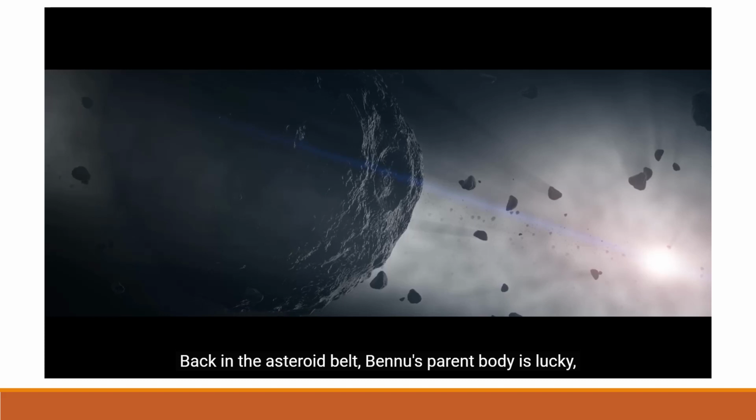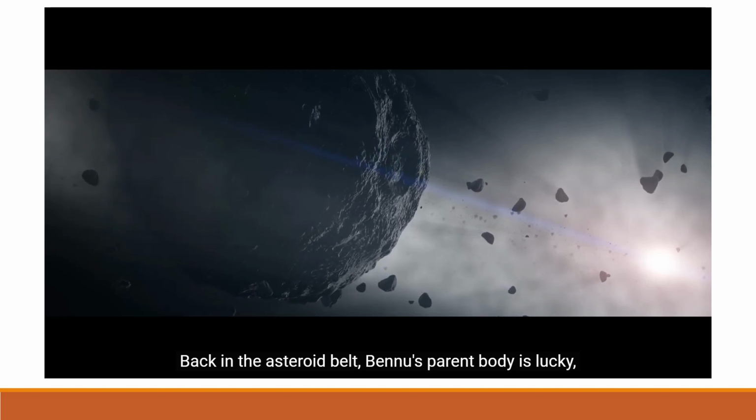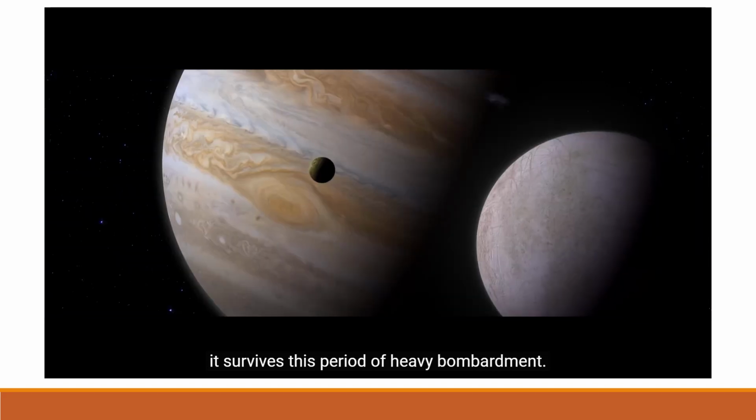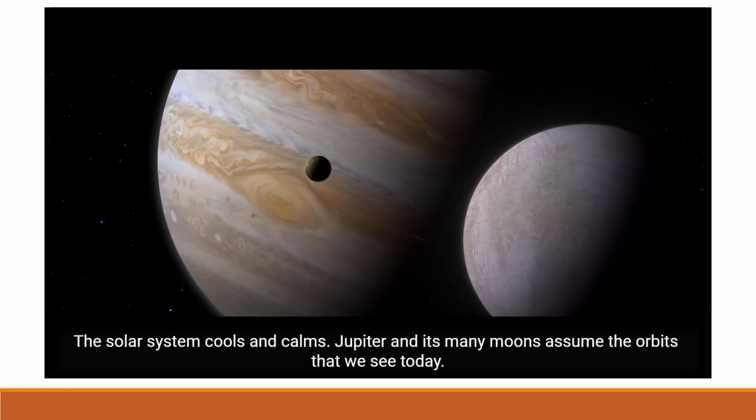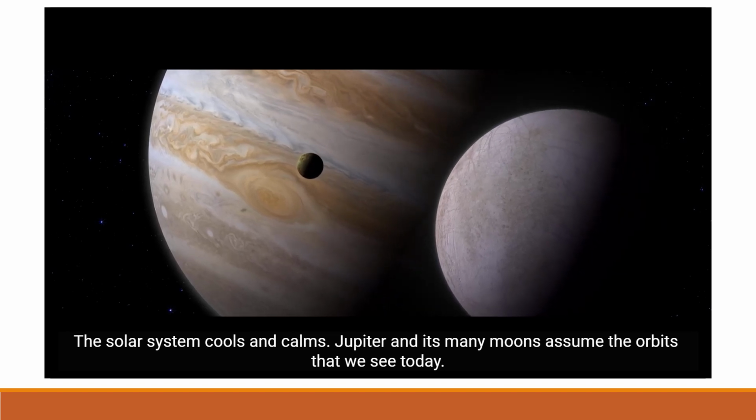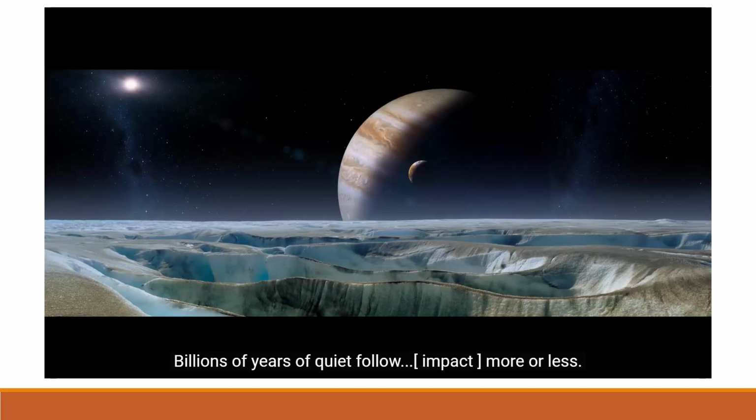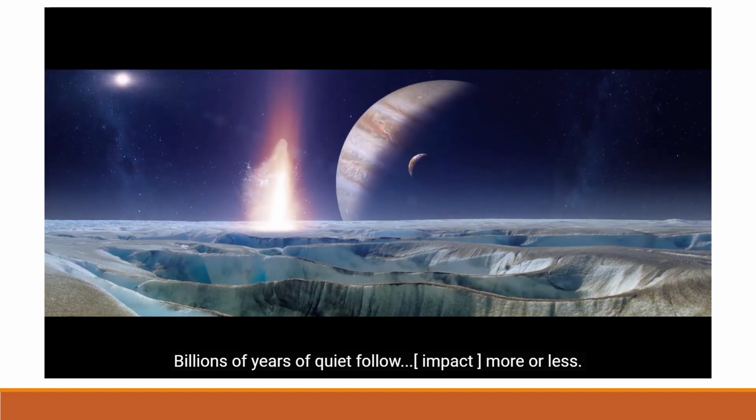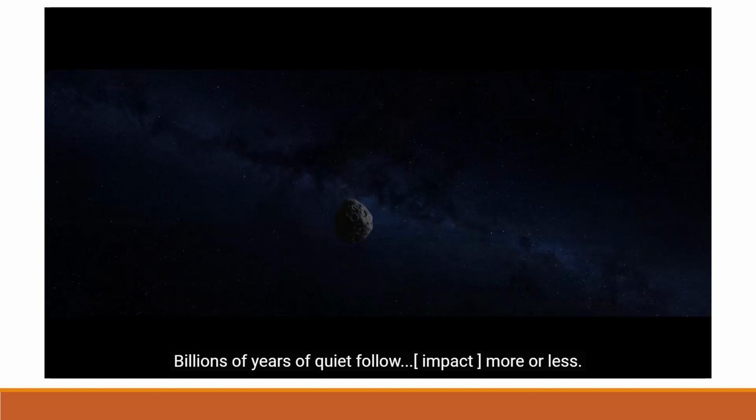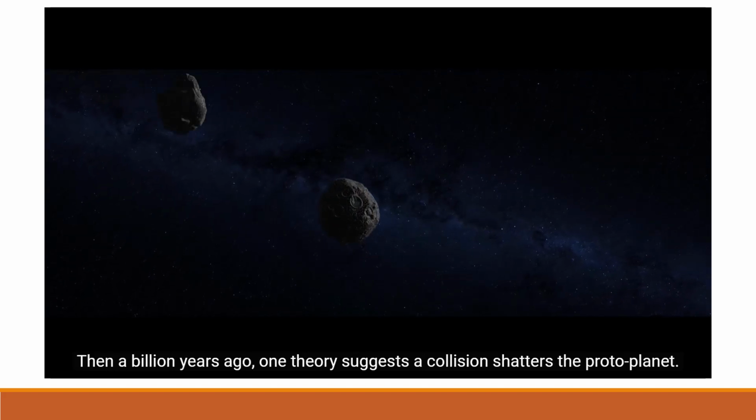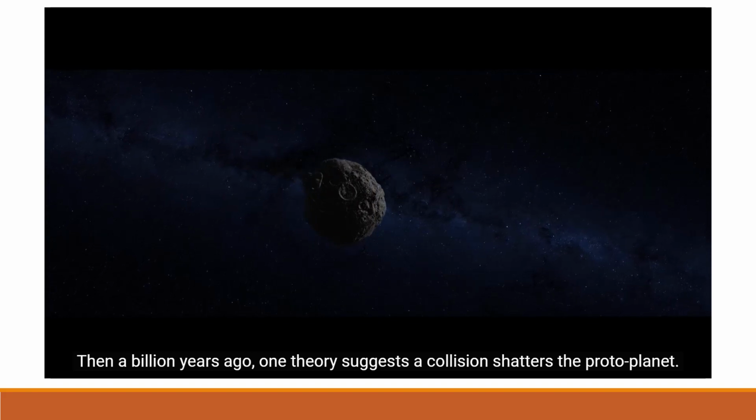Back in the asteroid belt, Bennu's parent body is lucky. It survives this period of heavy bombardment. The solar system cools and calms. Jupiter and its many moons assume the orbits that we see today. Billions of years of quiet follow, more or less. Then a billion years ago, one theory suggests a collision shatters the protoplanet.